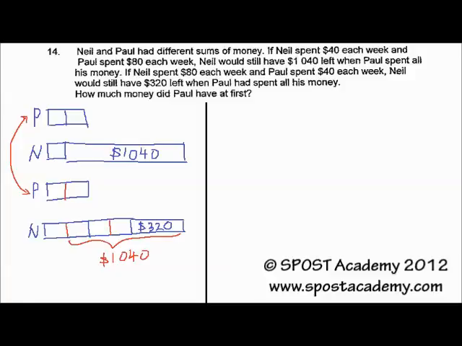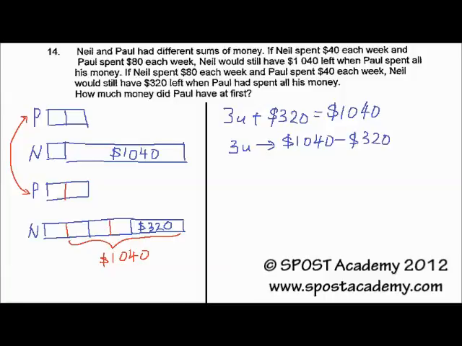So from here, I can actually work out as 3 units plus $320 is equivalent to $1,040. 3 units is simply equals to $1,040 minus $320, which will give me $720. So in order to find 1 unit, I would use $720 divided by 3.